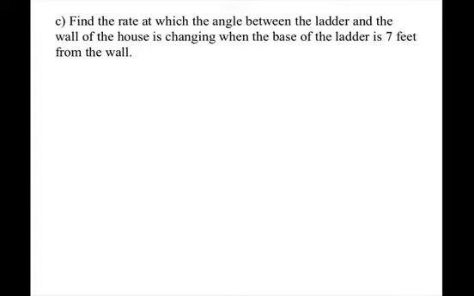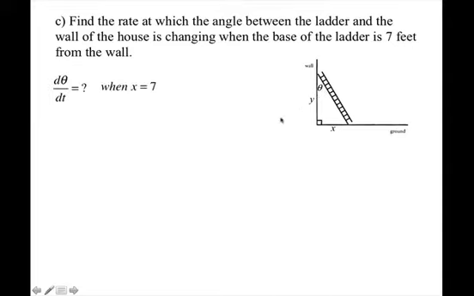Part C. Find the rate at which the angle between the ladder and the wall of the house is changing when the base of the ladder is 7 feet from the wall. All right, so here's the picture from the beginning. I want to find the rate at which this angle between the ladder and the wall is changing, so I want to find d theta/dt when x equals 7. I need to write a trig function that relates what I have. I'm choosing sine because I have the opposite, which is a nice number of 7, and I also have the hypotenuse, which is 25.